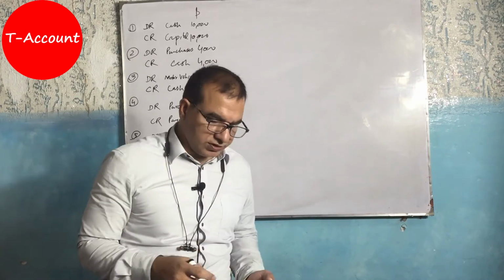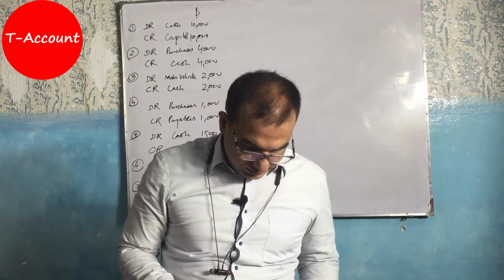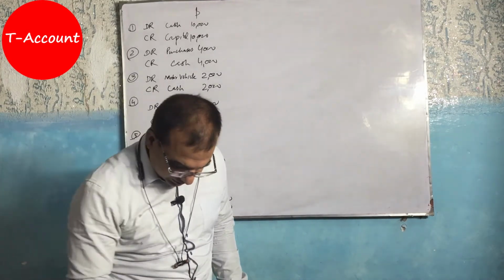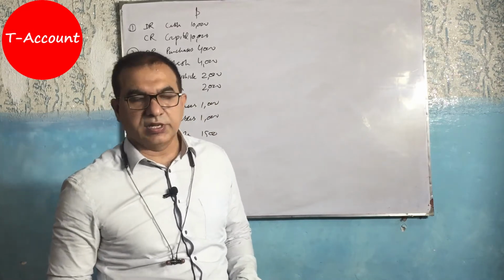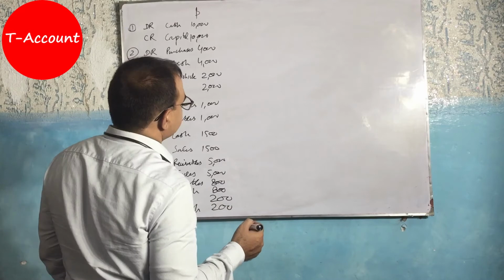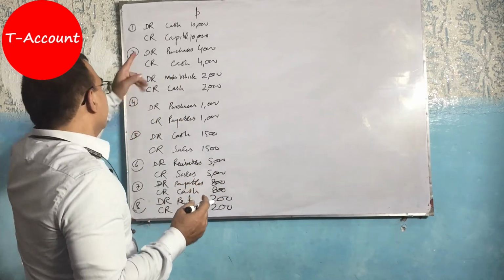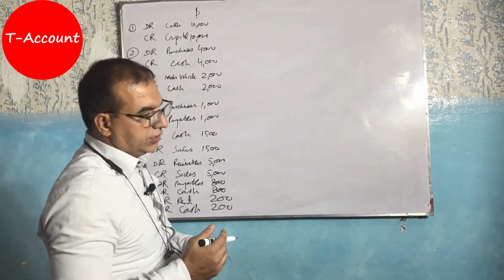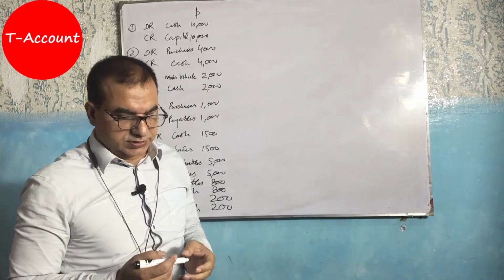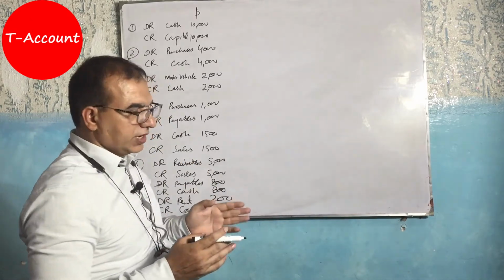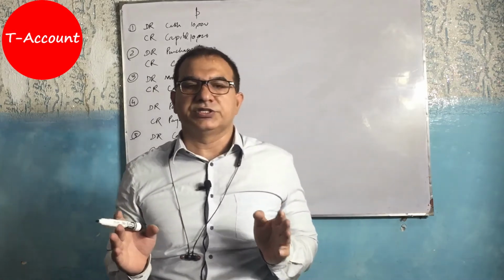Now these entries for this example were not really required. He was asking for general ledgers only, but as we are learning, it was a good opportunity to learn these entries. Now we'll prepare ledger accounts. Whatever items we have in these entries, for each item we need a ledger account, a T account, as we discussed in the previous lecture.